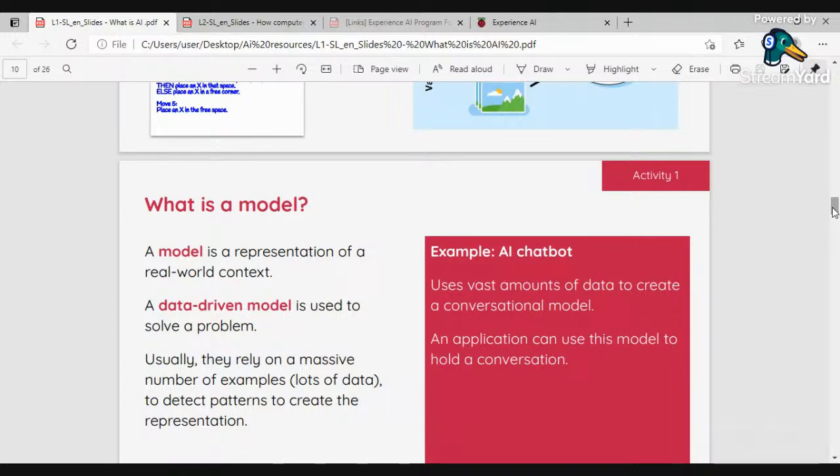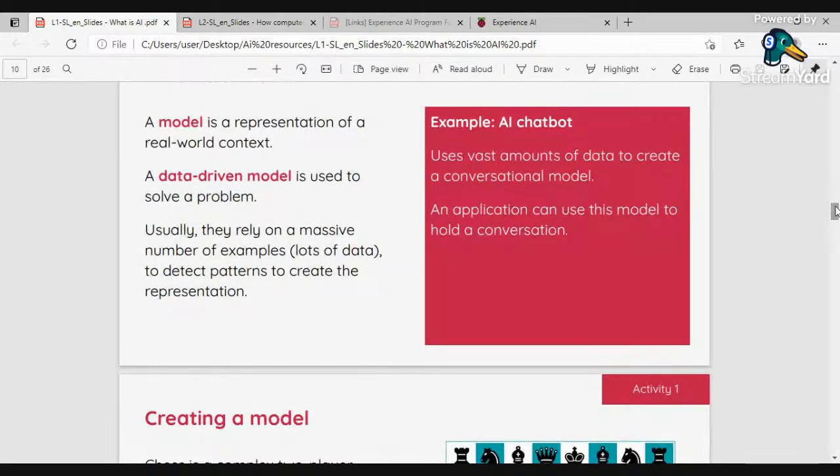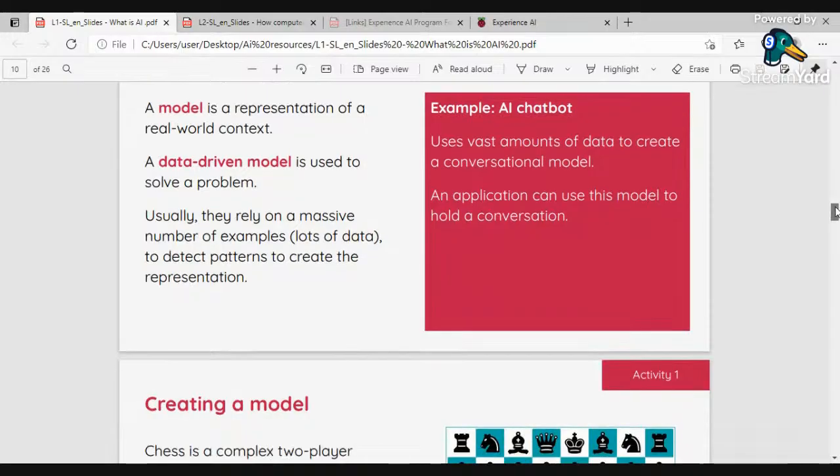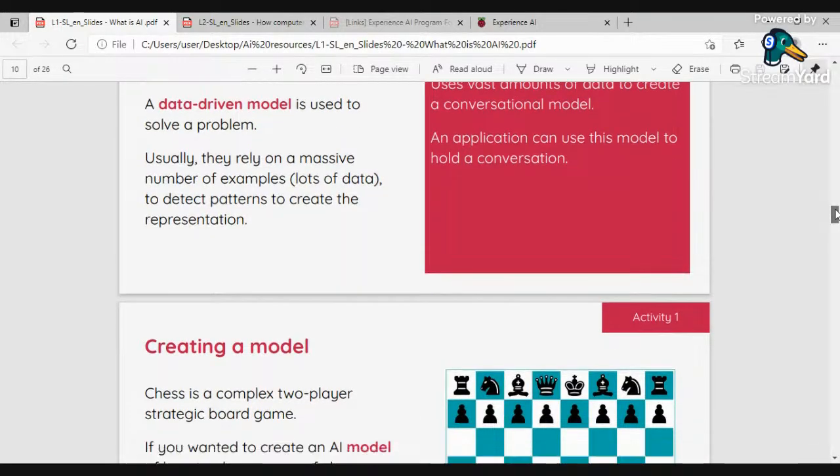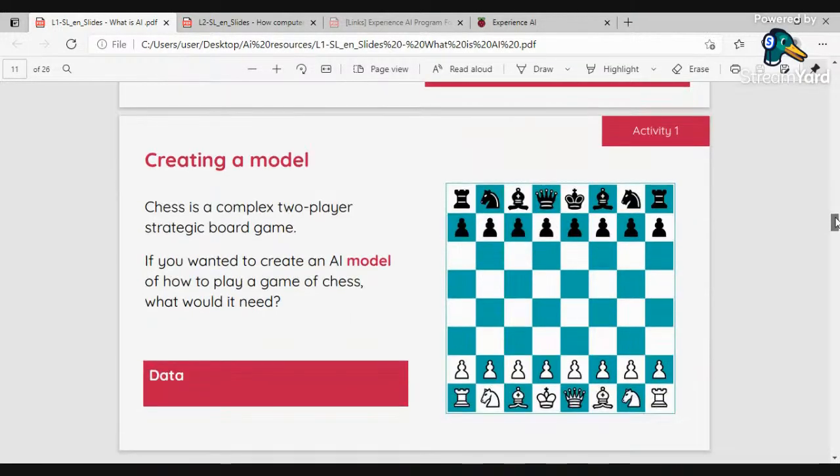Okay, so these usually rely on a massive number of examples, a lot of data, to detect patterns and create representations. Like I said, an AI chatbot is an example of a data-driven model that you build to solve a problem. So we also have creating a model.